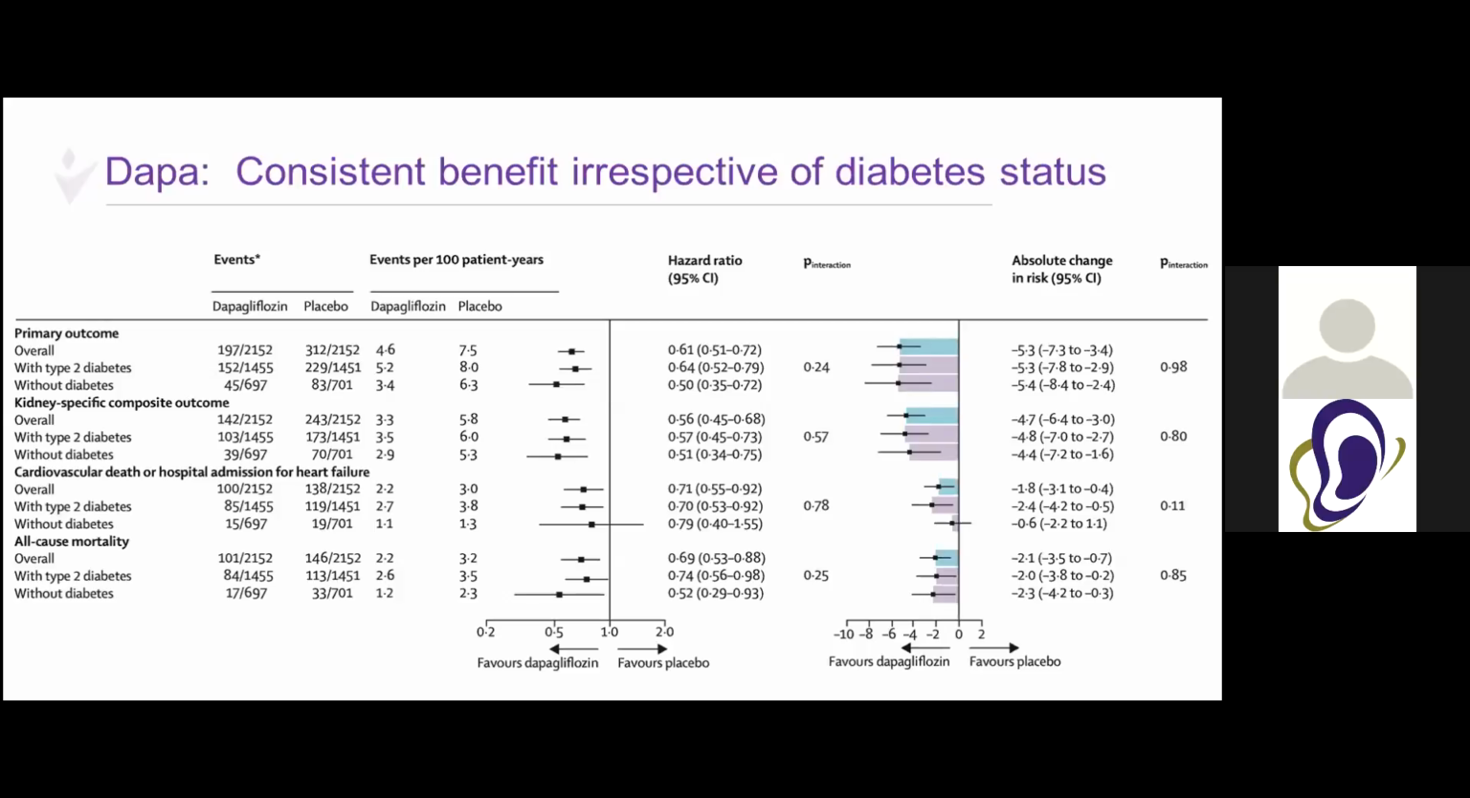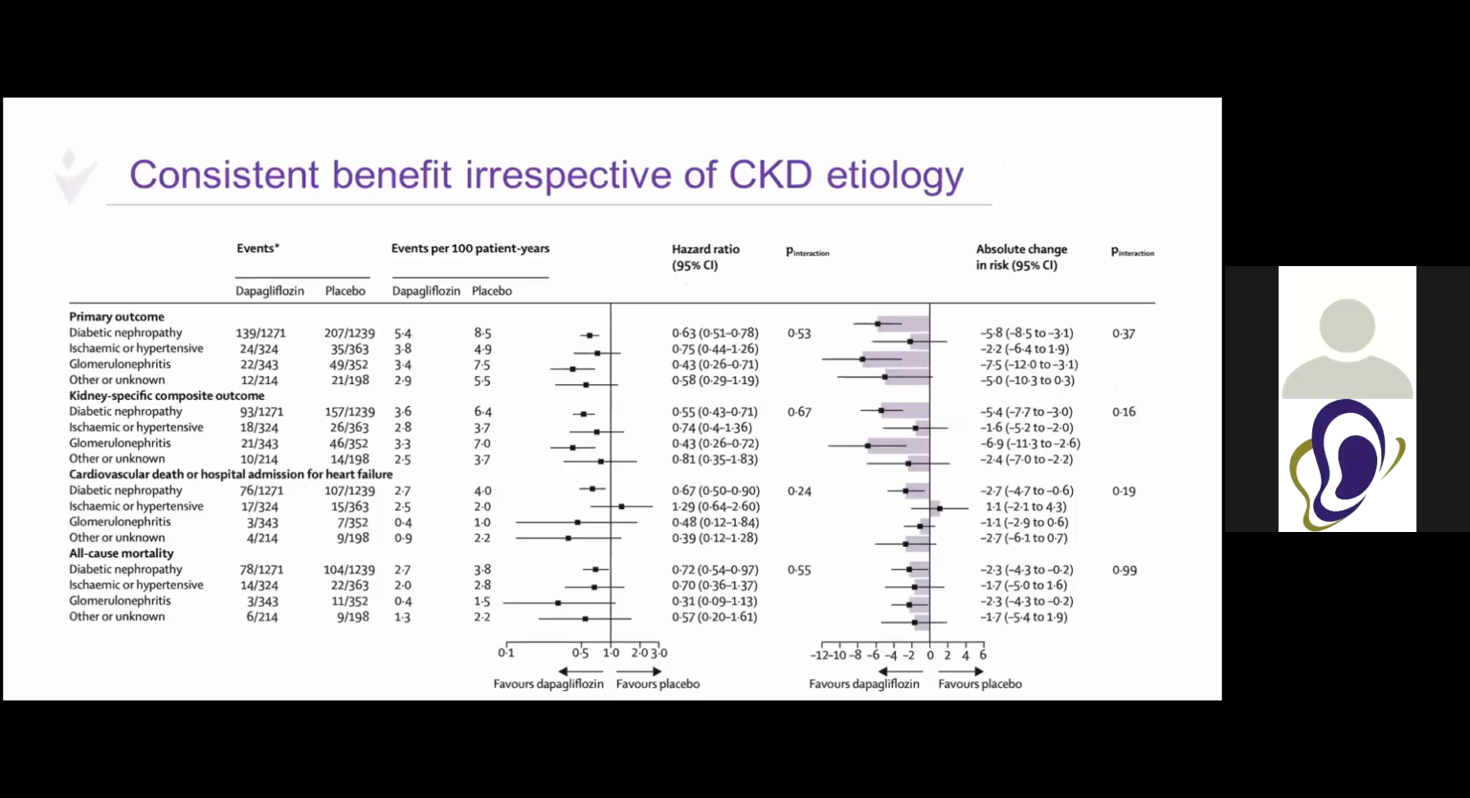And so this is just looking at all the different outcomes in DAPA and showing you that with or without diabetes, the events per 100 patient-years are the same across everything, whether that's the primary outcome, the kidney-specific composite outcome, cardiovascular death or hospitalization for heart failure, or all-cause mortality. And it's also irrespective of the reason for your kidney disease.